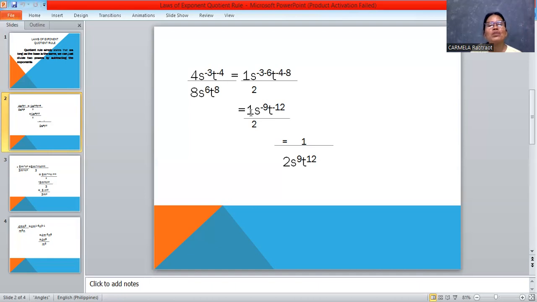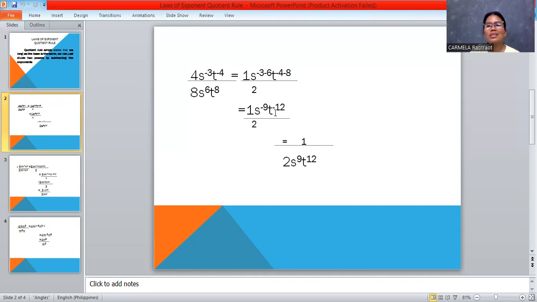So the numerator coefficient is 1. Negative 3 minus 6: they have the same sign, so what you're going to do is add. Negative 3 minus 6, that is negative 9. And negative 4 minus negative 8, that is negative 12. So 1 s raised to the power of 9, t raised to the power of negative 12 over 2.